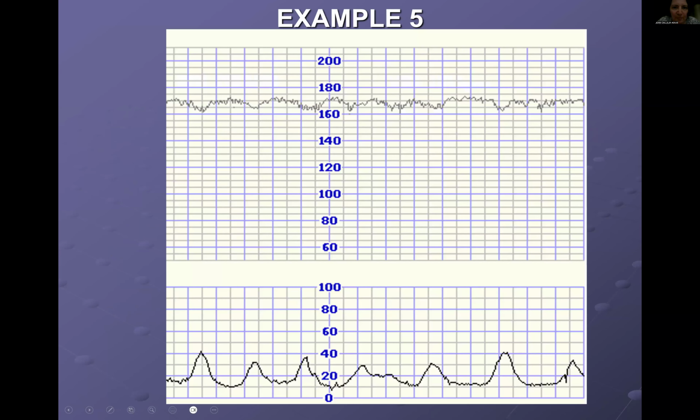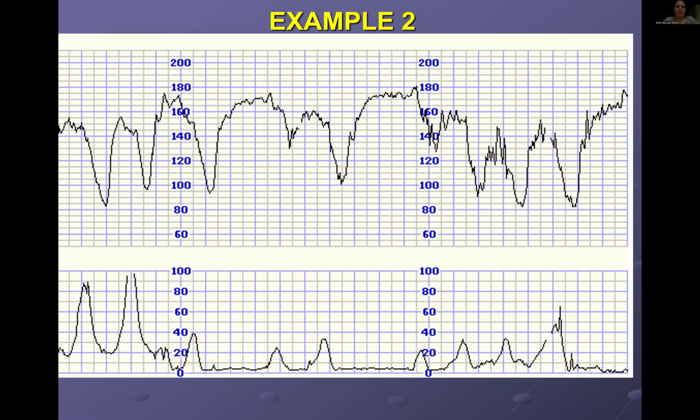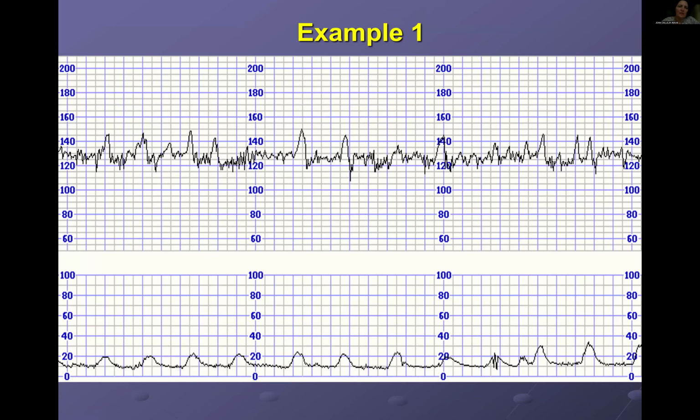Let's go to a simple one. This one. Yes, let's go to example one. So if everything is fine, the baseline really and truly will not change that much, right? So this was a quite straightforward normal CTG.